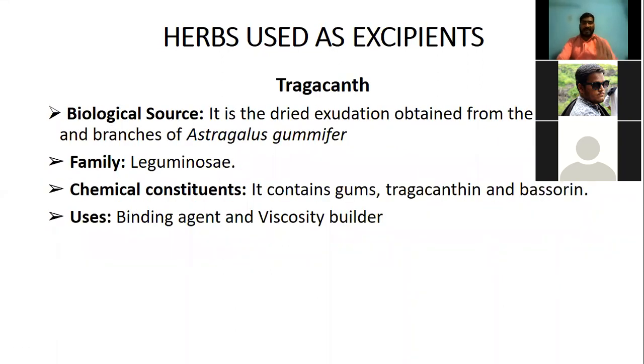Now we will discuss another example, which is tragacanth. You know very well about tragacanth. You have studied it in the first year in pharmacognosy, pharmaceutical aids. What is the biological source? It is a dried exudation obtained from the stem and branches of Astragalus gummiferus. Astragalus gummiferus is the botanical name for this plant. It belongs to family Leguminosae.